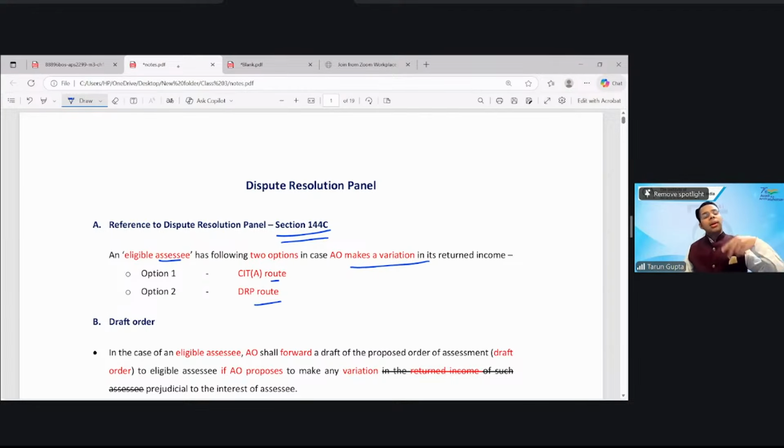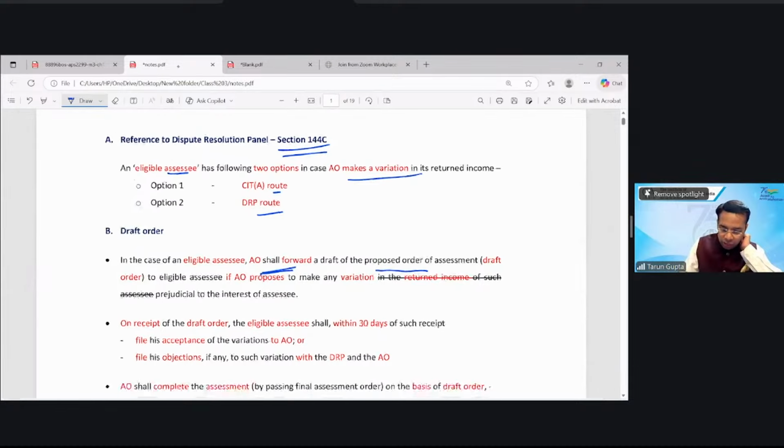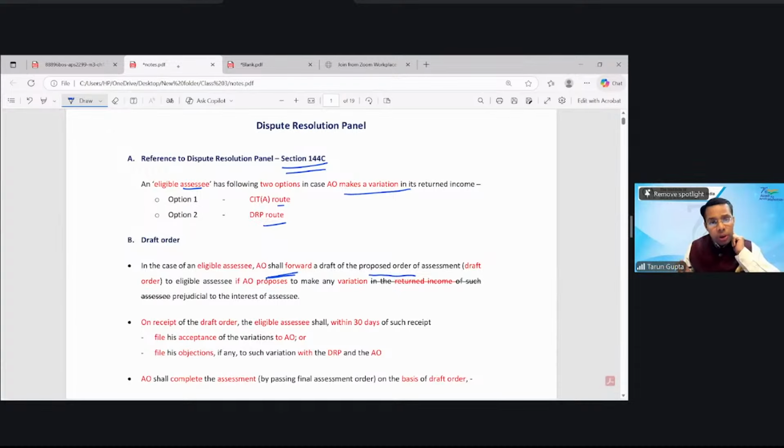So for the assessee, it is an option. But for an AO, he has to pass a draft assessment order. It's mandatory for him. In case of an eligible assessee, the AO shall forward the draft of the proposed order of assessment. AO shall, it's mandatory. Draft of the order of proposed adjustment. I hope the notes are clear. It's legible. To the eligible assessee, if the AO proposes to make any variation prejudicial to the interest of the assessee.